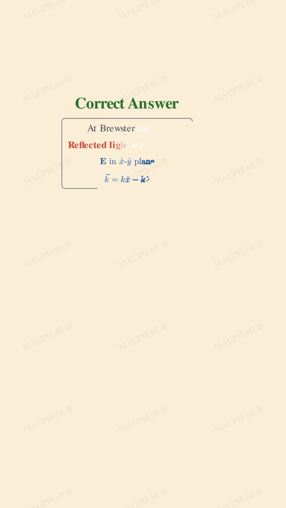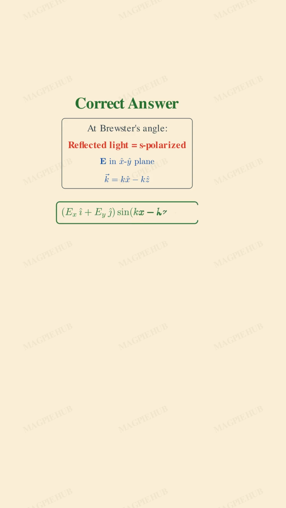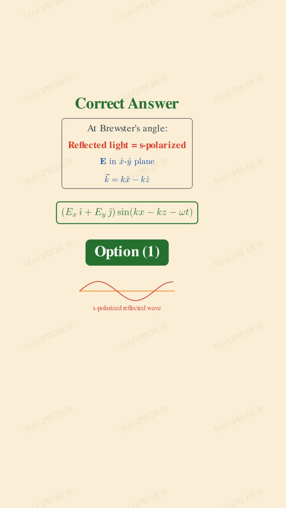The reflected wave at Brewster's angle has its electric field with components Ex i hat plus Ey j hat, and the wave propagates with phase kx minus kz minus omega t. This perfectly describes an S-polarized wave reflecting upward and away from the dielectric surface.